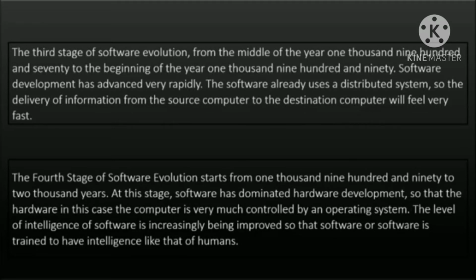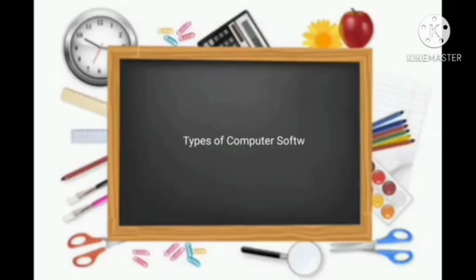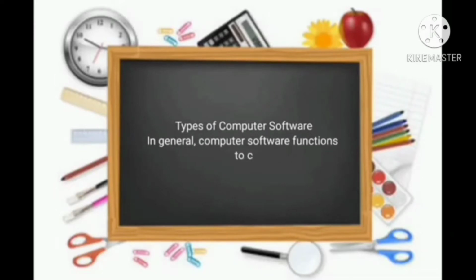The fourth stage of software evolution starts from 1990 to 2000. At this stage, software has dominated hardware development, so that the hardware in the computer is very much controlled by an operating system. The level of intelligence of software is increasingly being improved so that software is trained to have intelligence like that of humans.